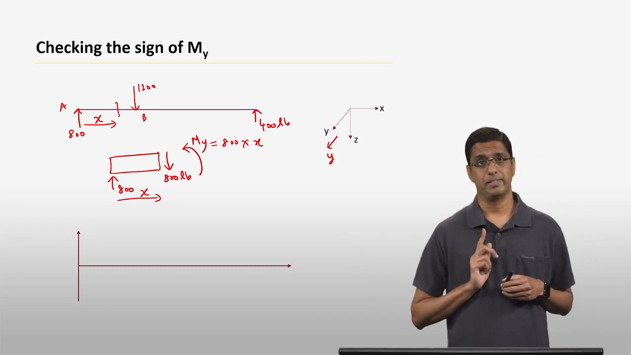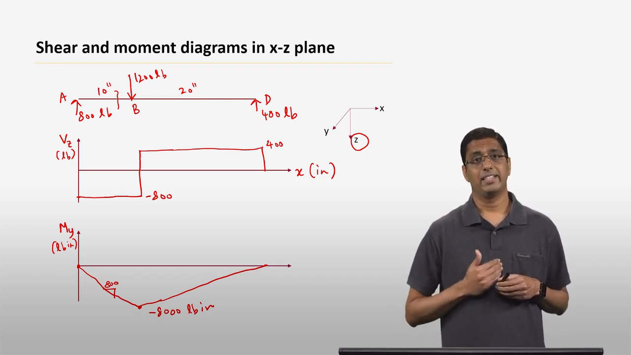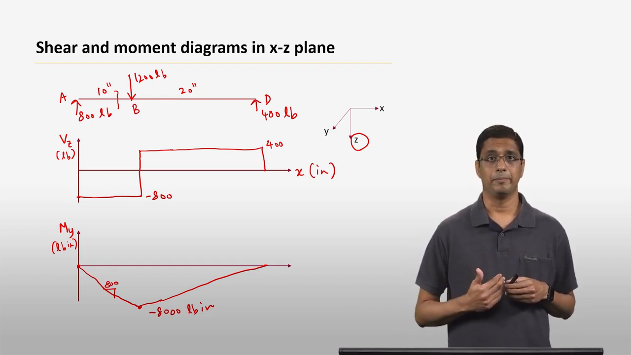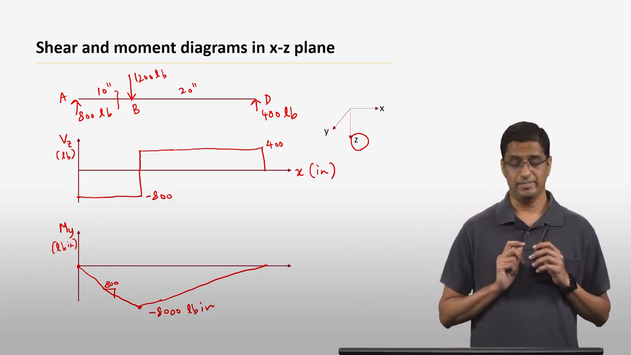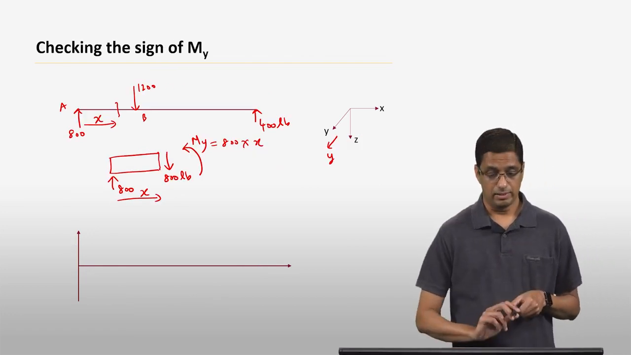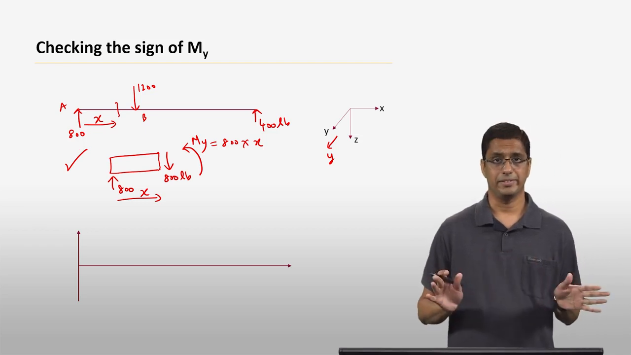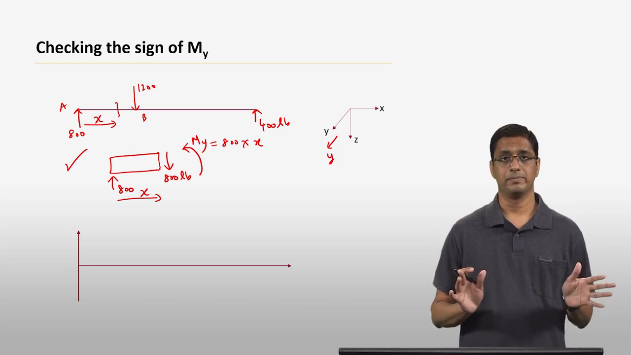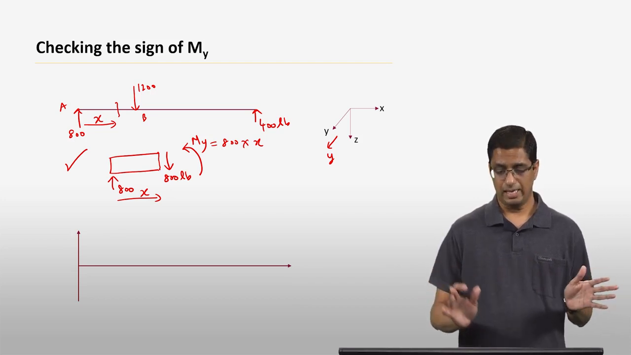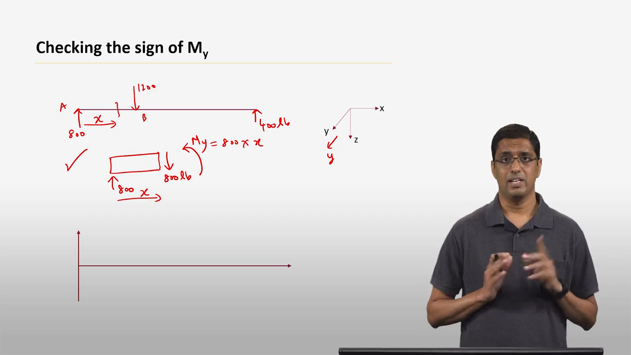So the free body diagram tells us that the moment My at any point between A and B is actually positive. But if you go back and look at the moment diagram we constructed, we see that the moment is actually negative between A and B. The question is, which is correct? The answer is, this is correct, because this does not assume any conventions. This is simply based on force equilibrium and moment equilibrium. There are no conventions. And this tells you the moment My at any point between A and B is actually positive. So this is correct.